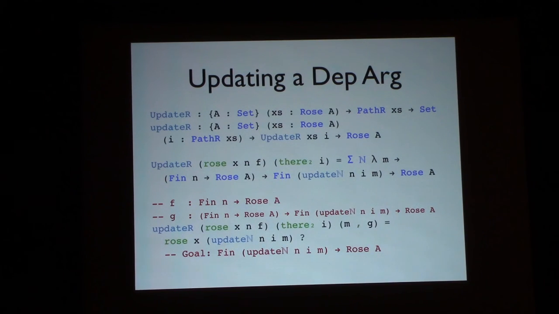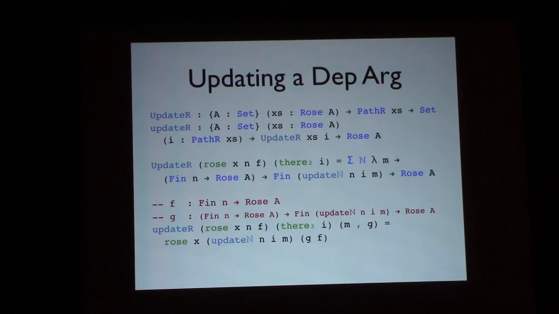So we can, in the there2 case of uppercase updateR, on the bottommost right-hand side, just say, if you want to update, then just give me exactly what the goal is, a function from fin update to rows A, but I'm going to give you access to what was already there, the function from fin n to rows A.